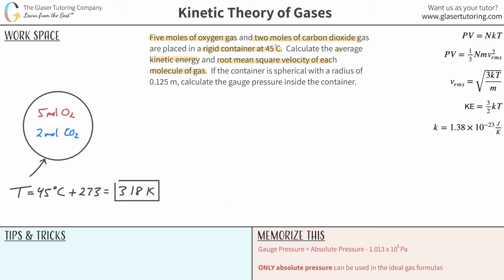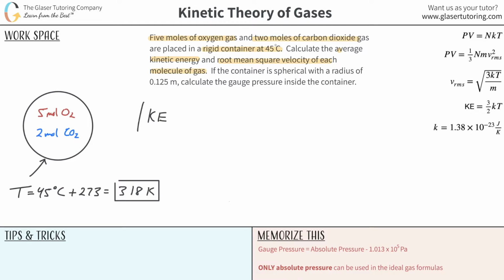Now, let's take a look at the first part. It says calculate the average kinetic energy of each molecule of gas. So remember, let's take a look at the kinetic energy formula over here, kinetic energy for gases. It says that the kinetic energy of a molecule or an atom of gas, depending upon what type of gas you're talking about. Oxygen gas is diatomic, and therefore it is a molecule. It contains more than 1 atom. It contains 2 atoms of oxygen. Carbon dioxide is also molecular. It contains 3 atoms.